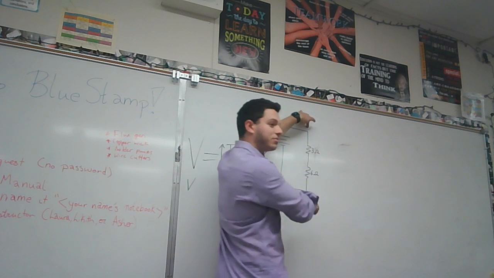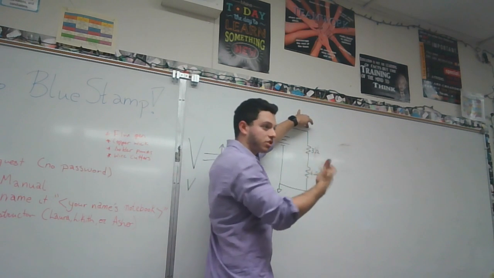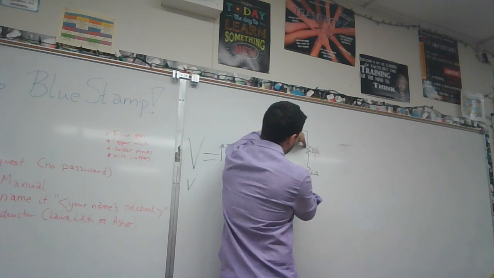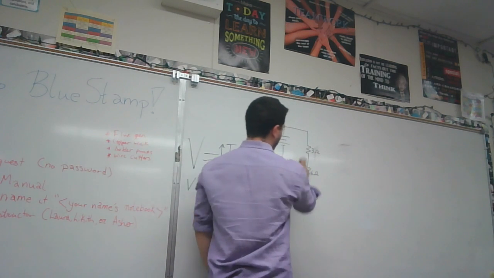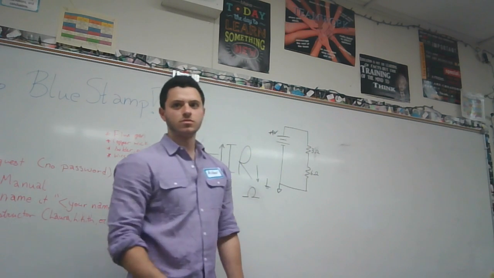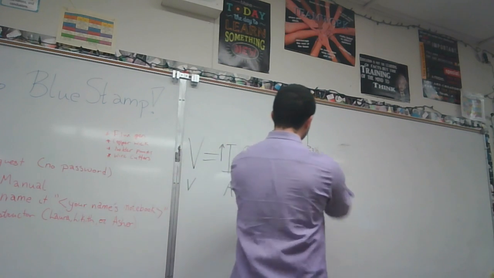Now in series, my resistors add, right? So they're just going to add up together. So what's my full resistance of my 3 ohm and my 6 ohm? 9 ohm. Exactly. So this is equivalent to a 9 ohm.